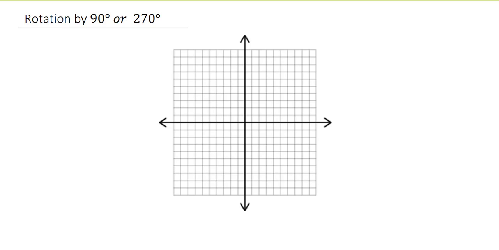Rotation by 90 degrees or 270 degrees. So before we jump into our examples, we're going to go over the coordinate system again.